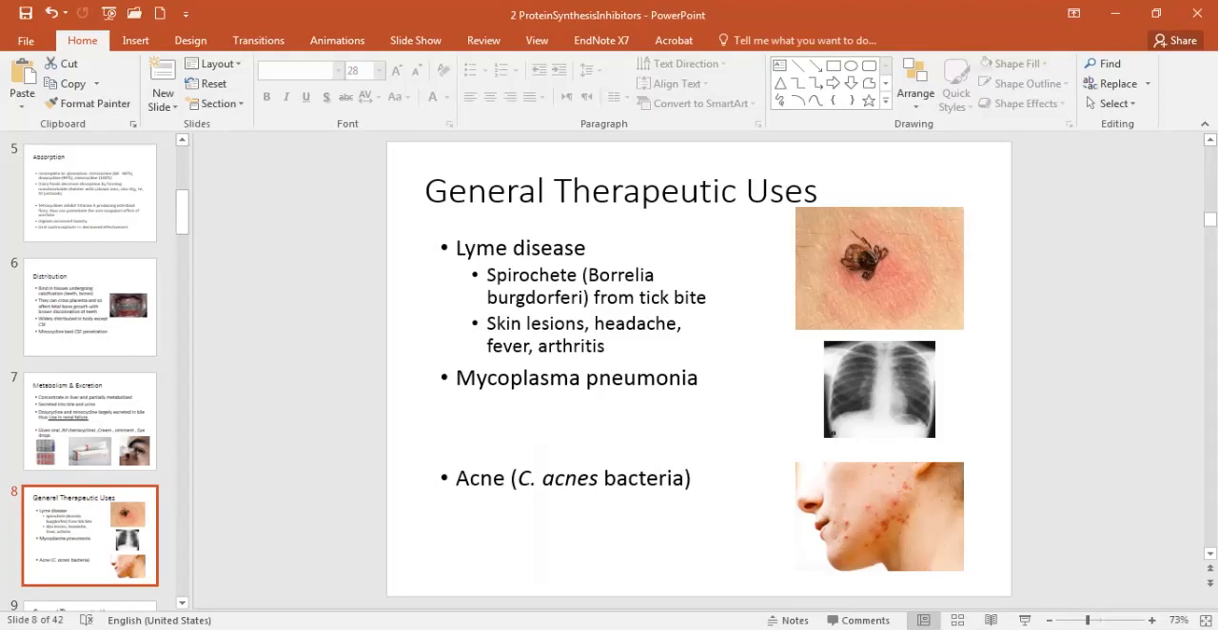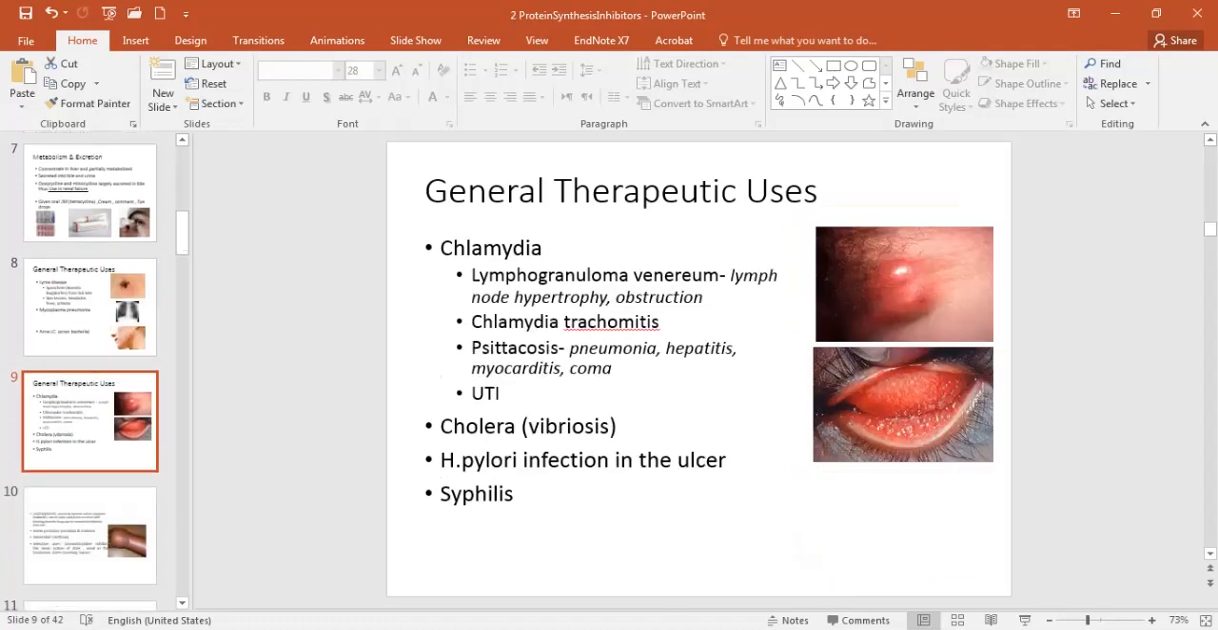It can also be used in treatment of mycoplasma pneumonia. Tetracyclines are used in treatment of mycoplasma pneumonia and can also be used in treatment of acne, in young people. Also can be used in treatment of chlamydia.